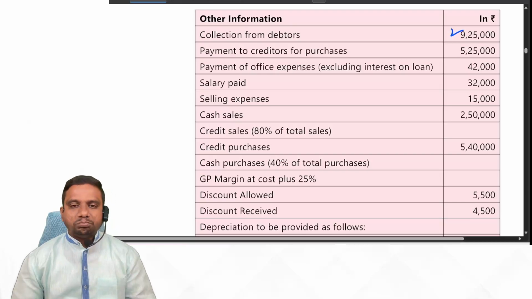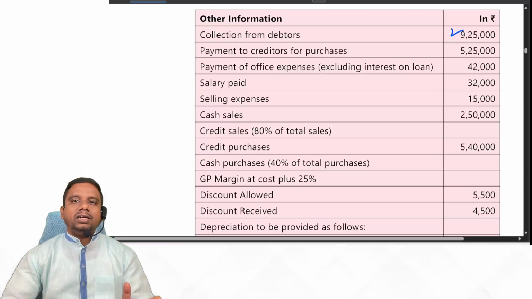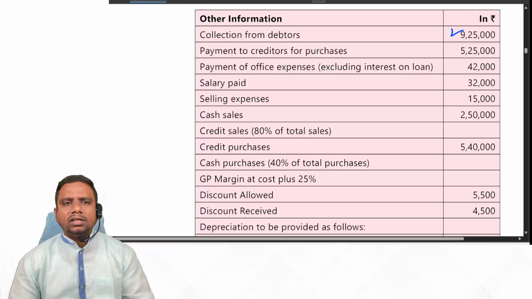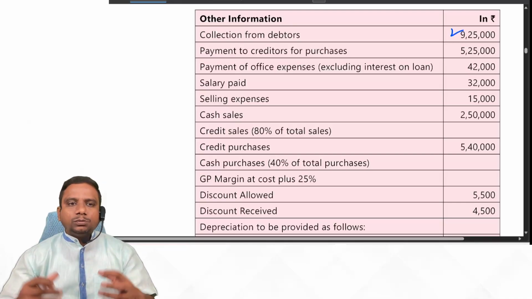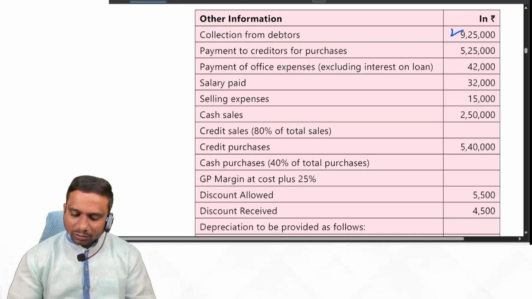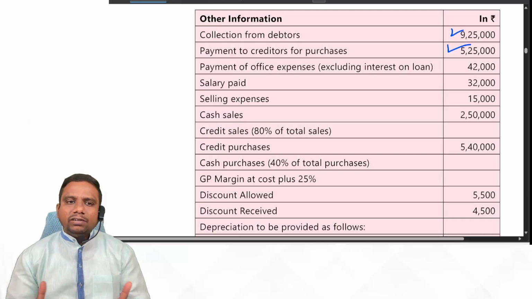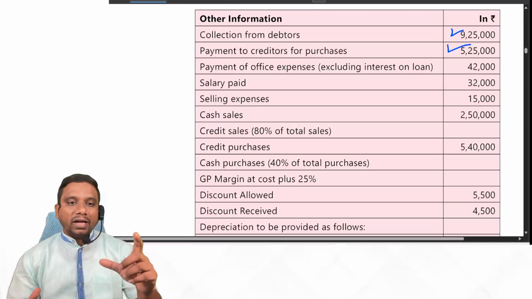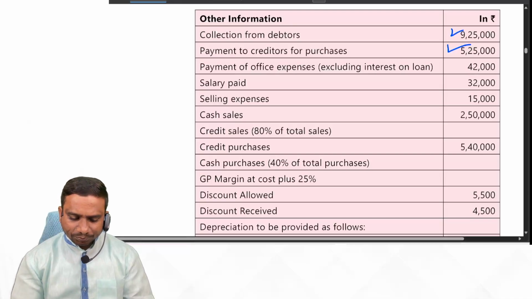Collection from debtors. First, bank account debit side we record. After that, debtor account credit side. The entry for this is bank account debit to debtors account. Same is posted into bank account debit side, debtor account credit side. Next, payment to creditor for purchases. So for this transaction, what is the entry we record? Creditor account debit to bank. Same is posted into bank account credit side working note and creditor account debit side.